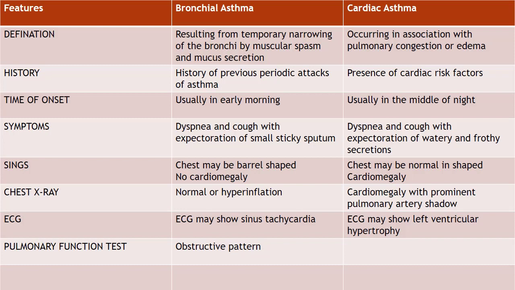In bronchial asthma, history of previous periodic attack of asthma, family history of allergic disease such as rhinitis. In cardiac asthma, presence of cardiac risk factors such as diabetes, hypertension, smoking, family history, and previous history of angina and myocardial infarction. Bronchial asthma usually occurs in early morning, while cardiac asthma occurs in the middle of the night.